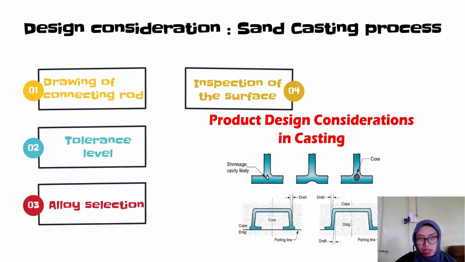Second, tolerance level. This part is important when producing a product. For example, we use aluminum alloy to produce the connecting rod, with a tolerance level for this material of plus or minus 0.5 mm. Third, alloy selection. For our product, we choose aluminum alloy for our connecting rods. This consideration should cover the strength of the material, durability, toughness, and corrosion resistance once we finish producing the product. Lastly is inspection of the surface. This part makes sure our product does not have more defects or errors on it.